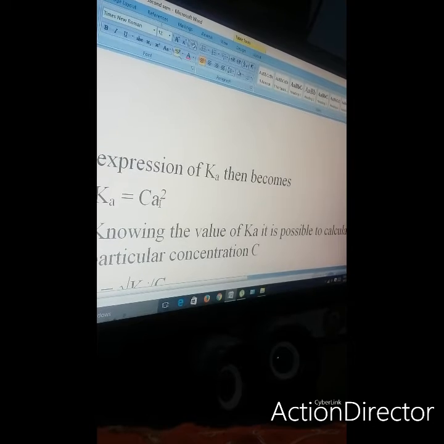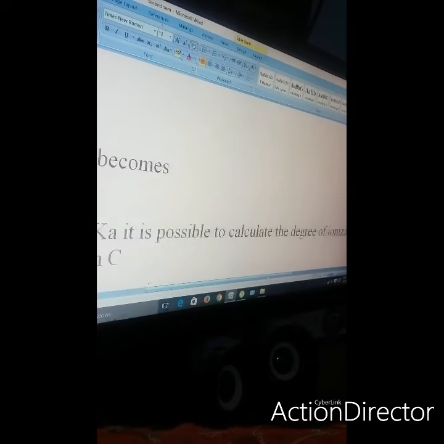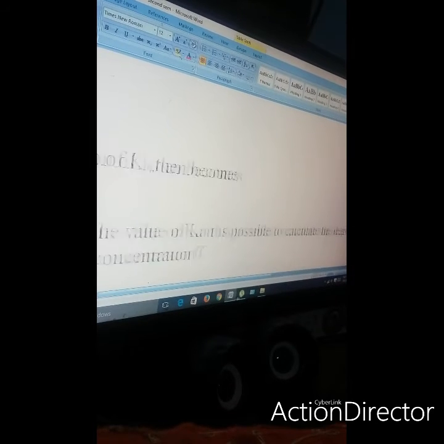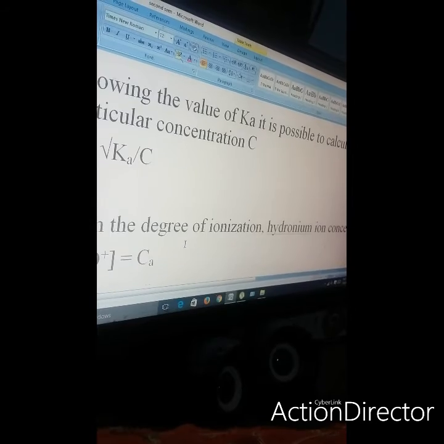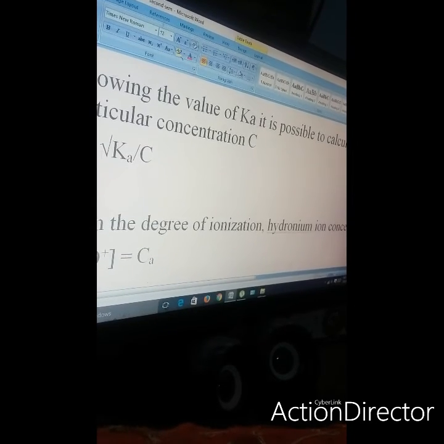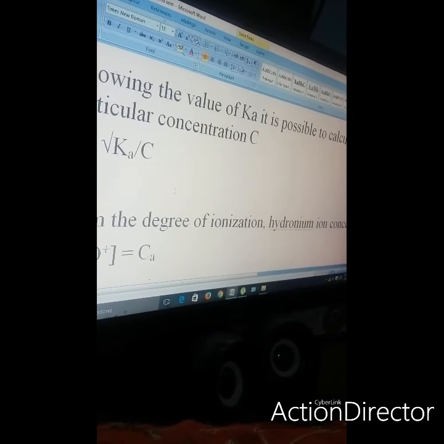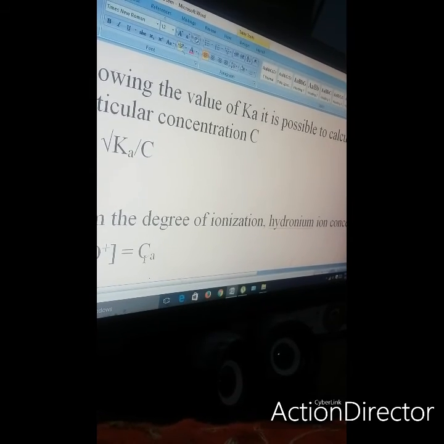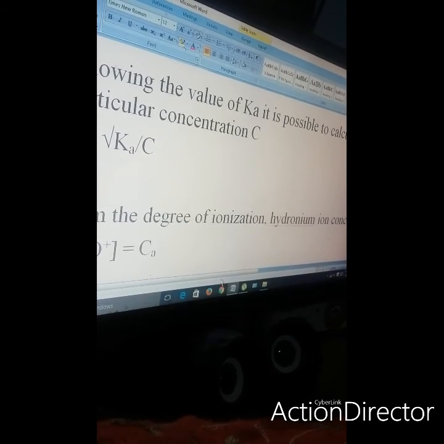Knowing the value of Ka, you can calculate the degree of ionization of the acid if the concentration is known. So alpha will be equal to the root of Ka upon C. From the degree of ionization you can find out the hydronium ion concentration, because the hydronium ion concentration is nothing but C alpha.